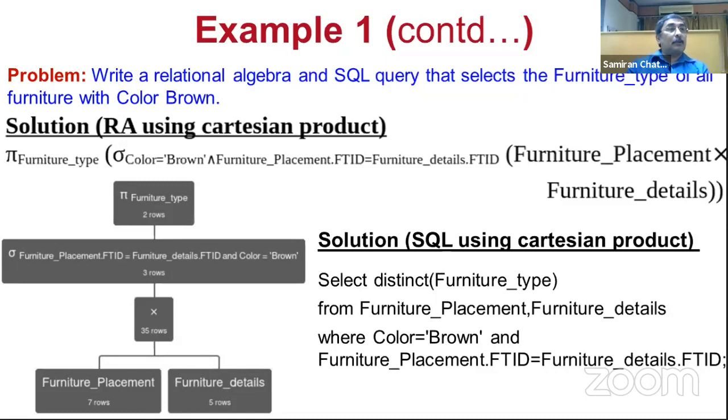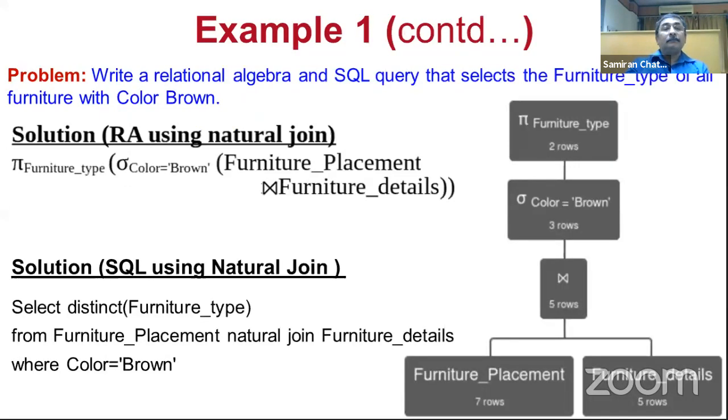I select using that clause from where? From the cross product, from the product of these two tables. So that's how they match. I hope I'm clear now. And we can go to another one.